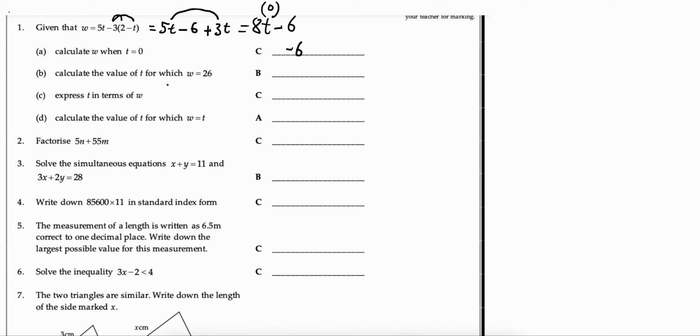Calculate the value of t for which w is 26. So we know w is 8t minus 6, and we're told that w is 26. So we can add 6 onto both sides, which will give you 32 is 8t, and you divide both sides by 8, and you get t equals 4.